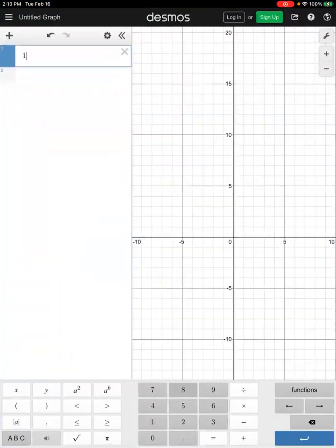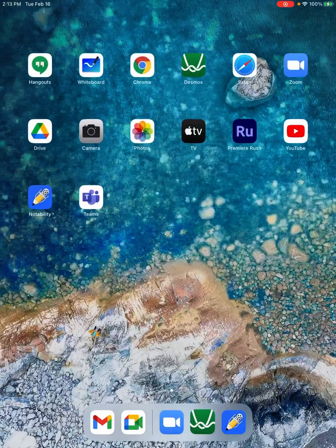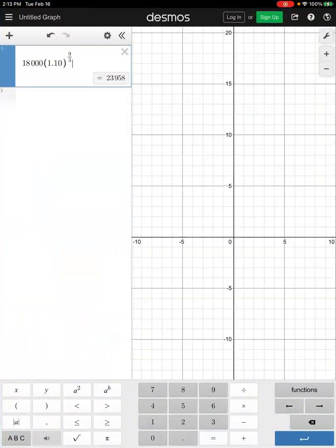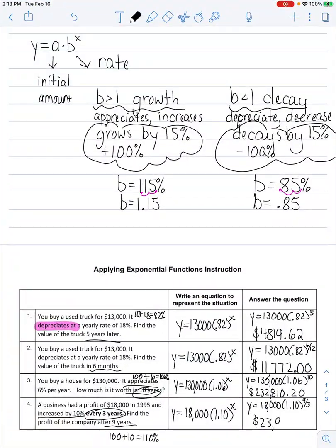18,000 was their beginning amount times 1.10 raised to that a to the b key. That a to the b key is how we get our exponent of 9 divided by 3. So $23,958. Let me double check. Yep, $23,958 will be their profit after 9 years.